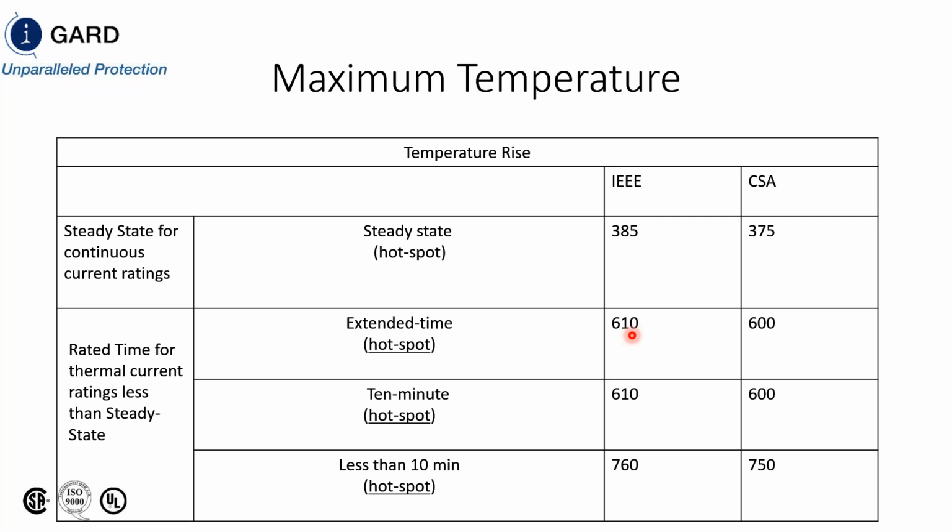Extended: 610 degrees C above an ambient of 30, or 600 degrees in CSA above an ambient of 40. 10-minute rated resistor, same as the extended time, but less than 10 minutes is 760 degrees C above an ambient of 30 under IEEE C57.32, and 750 degrees C above an ambient of 40 for CSA. And remember, these are hotspot temperatures.